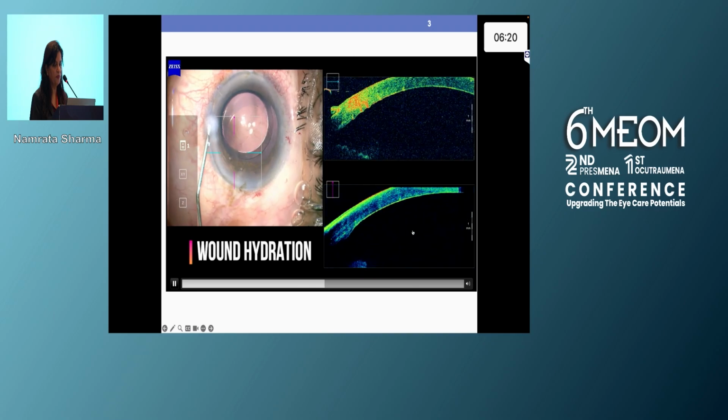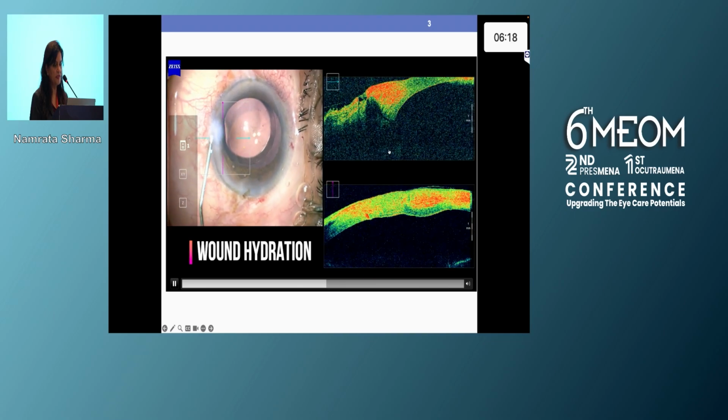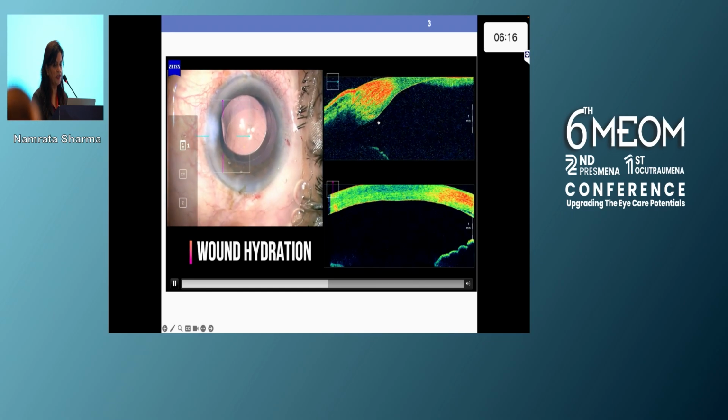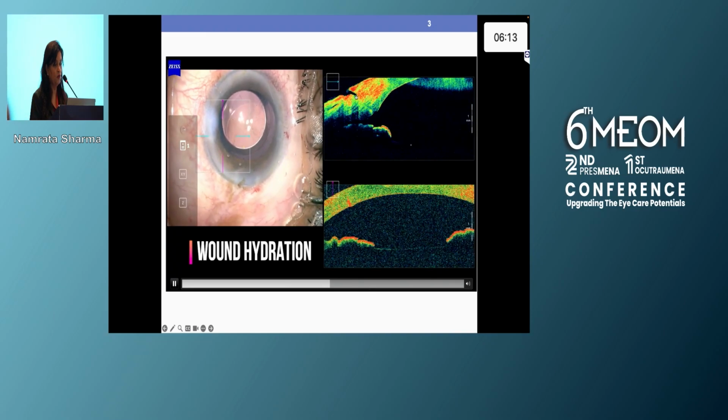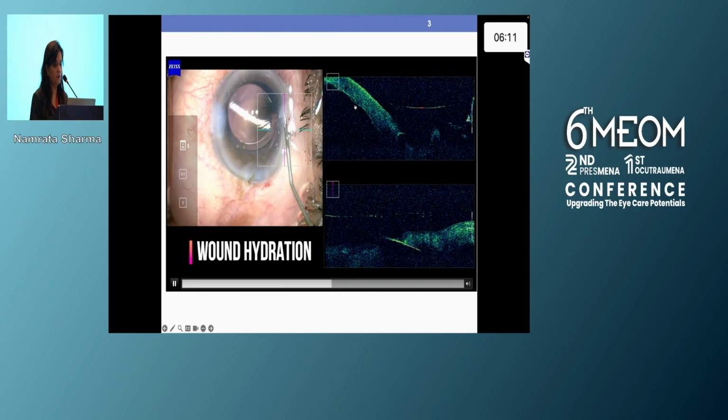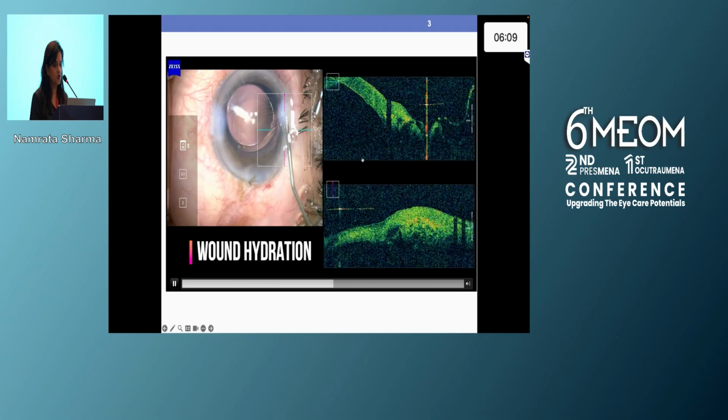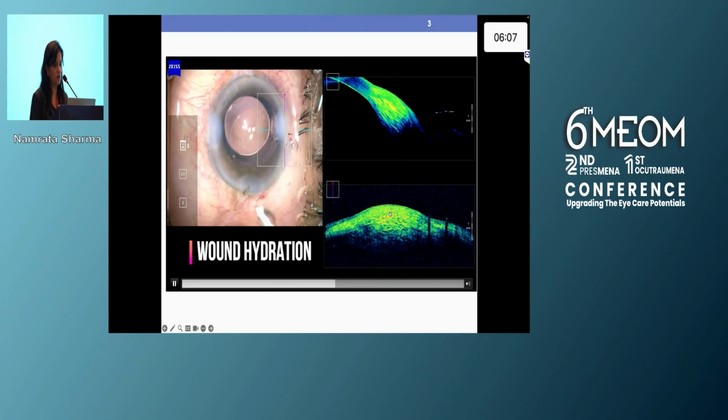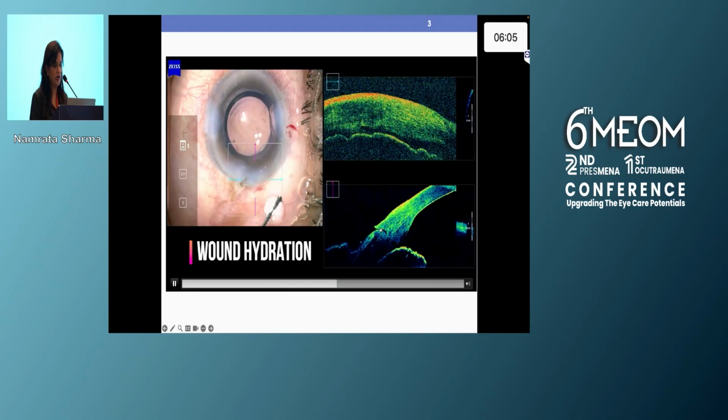So this gap would decrease because the viscoelastic is now out, and you would want the lens to sit right onto the PC. And as you hydrate the wound, you can see that there's a spindle of hydration there, which can be seen in the wound. Now, the wound is not anteriorly opposed, but is opposed posteriorly. So such subtle things can be made out here, which you actually cannot see otherwise.